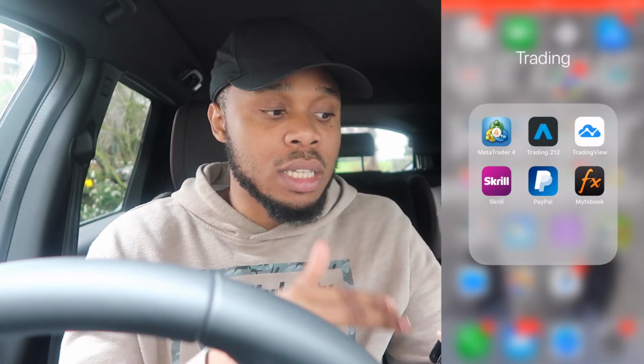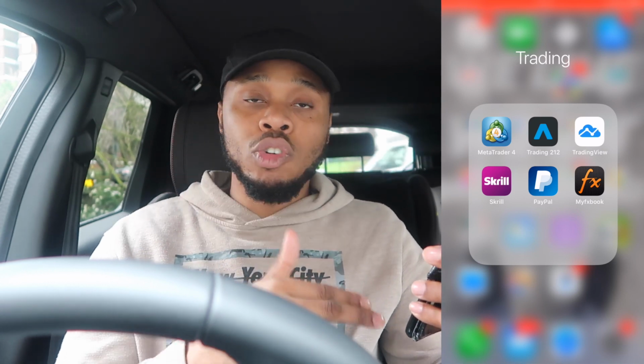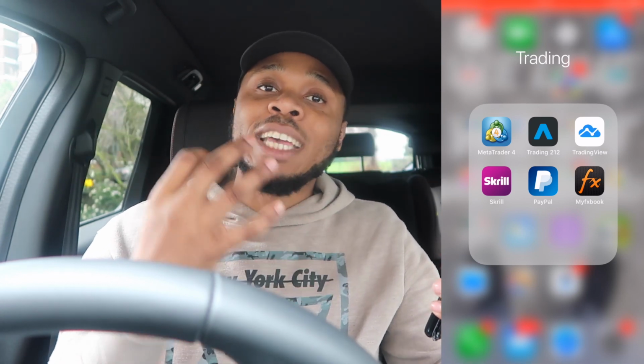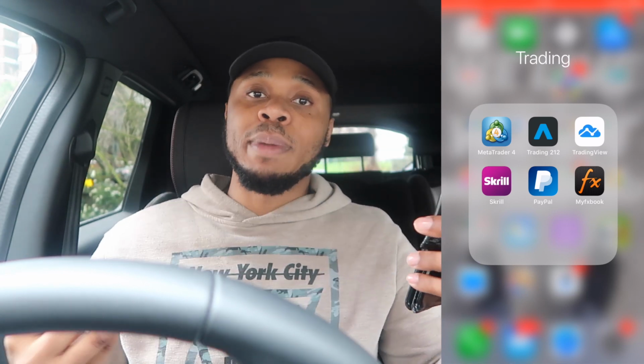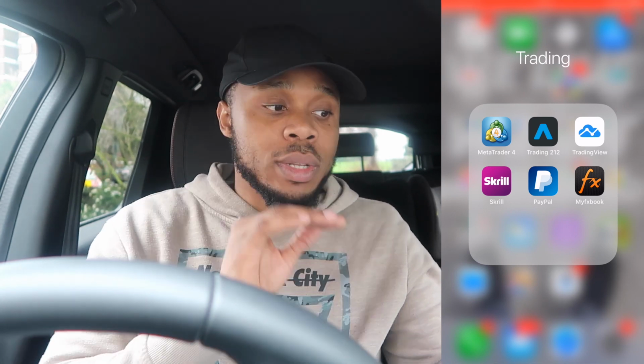The next apps on the list are Skrill and PayPal. Those are just apps that I use to withdraw the money from my trading account. Let's just say you topped up £100 and you made £20 and you wanted to withdraw that £20. I would withdraw it to either my PayPal account or my Skrill account. They're both just as good. And once it hits those accounts, you can transfer the money to your bank account on the same day. So that's just powerful.